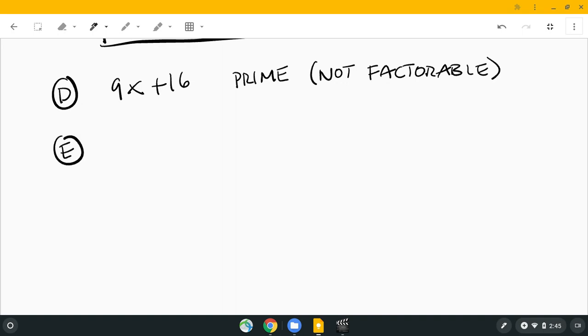Okay, so let's take a look at this one. This one will be kind of interesting. This is one term, and this is another term. So this group is one term. This group is another term. What do they both have in common?